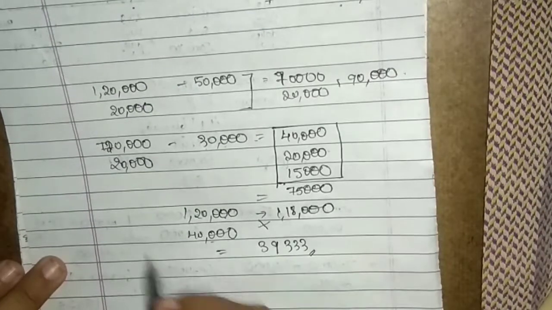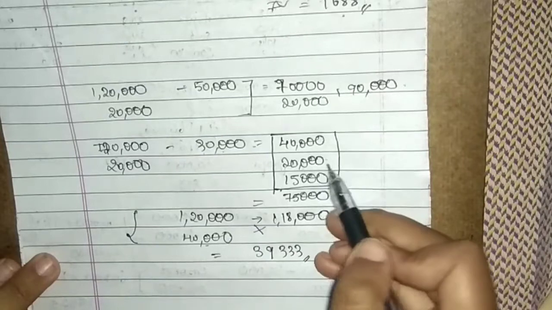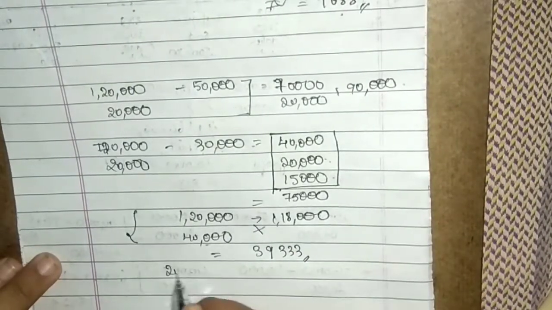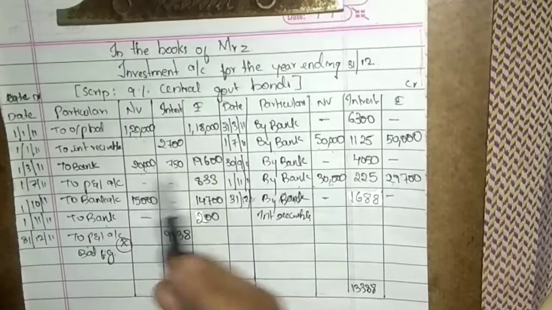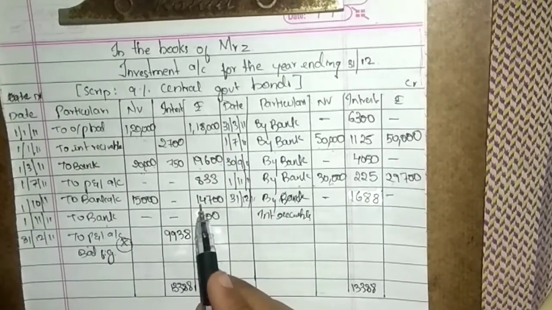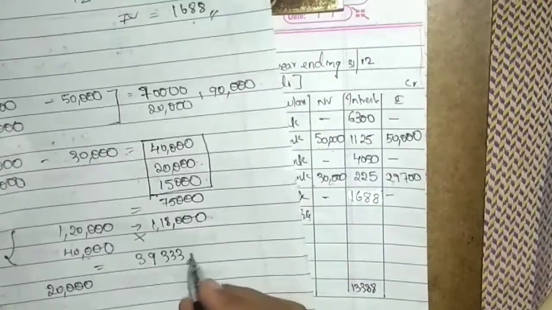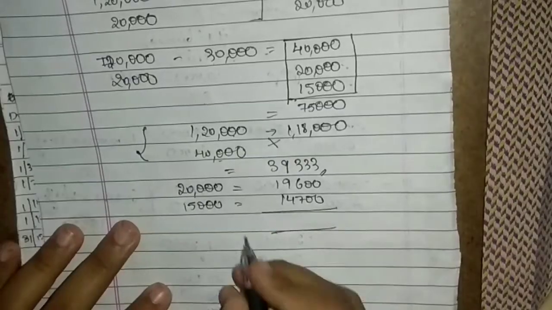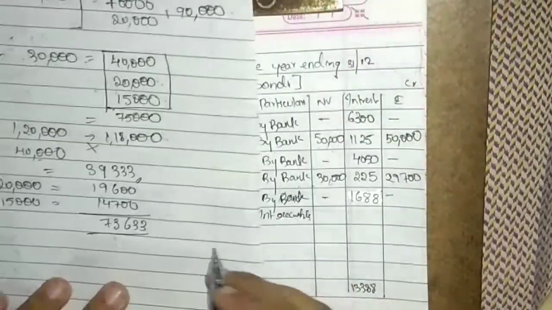Next, the first bunch is over. Next is the second bunch, that is 20,000 and 15,000. You can see here 20,000 is having the value of 19,600 and 15,000 is having the value of 14,700. So I add these. How much do we get? So the total of this is 73,633 rupees. So this you are writing it here.